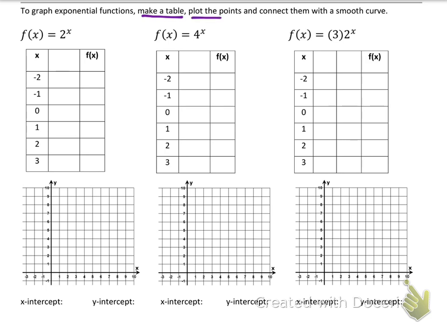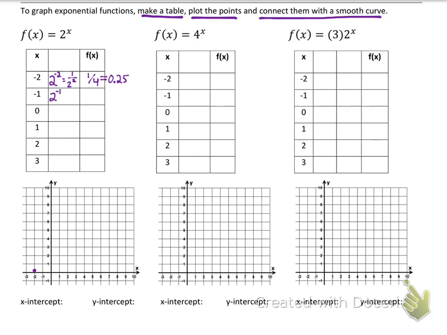So make a table. How do you make a table? Well, we're going to plug in -2 into x. So 2 to the -2nd. If you remember from our exponent rules, that's 1 over 2 to the second, that's 1/4. And if you would rather that be a decimal because you prefer graphing decimals, that is 0.25. So we're going to plot that point at -2, comma, 0.25, because the x value is -2 and the y value, or the f of x, the output, is 0.25.